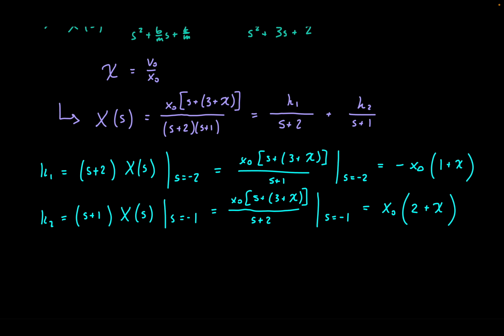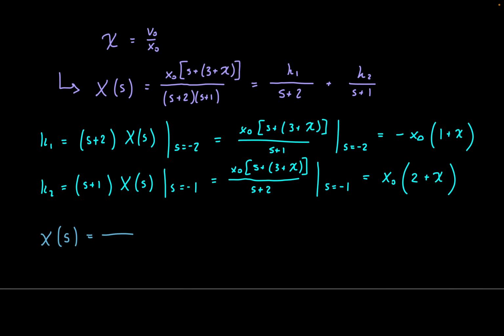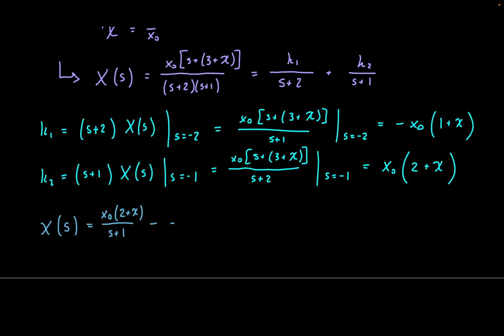So now all we have to do is plug this back into X of s. So we can say X of s is going to be equal to, so I'll do k2 first. We'll have x naught times 2 plus chi over s plus 1, and then minus our x naught times 1 plus chi divided by s plus 2.